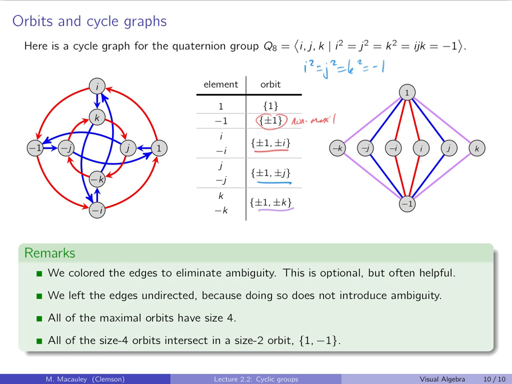So think about what the cycle graphs will look like. And this is a good example where the cycle graph and the Cayley graph really point the spotlight on different structural aspects of the group.